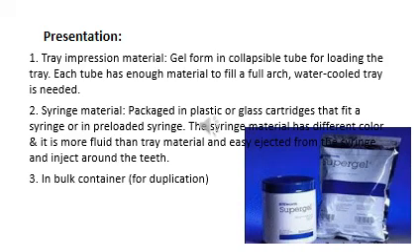Presentation. First, tray impression material: gel form in a collapsible tube for loading the tray. Each tube has enough material to fill a full arch. A water-cooled tray is needed. Second, syringe material, packaged in a plastic or glass cartridge that fits a syringe, or in a preloaded syringe. The syringe material has a different color, and it is more fluid than tray material and easily injected around the tooth. Third, in bulk container for duplication.